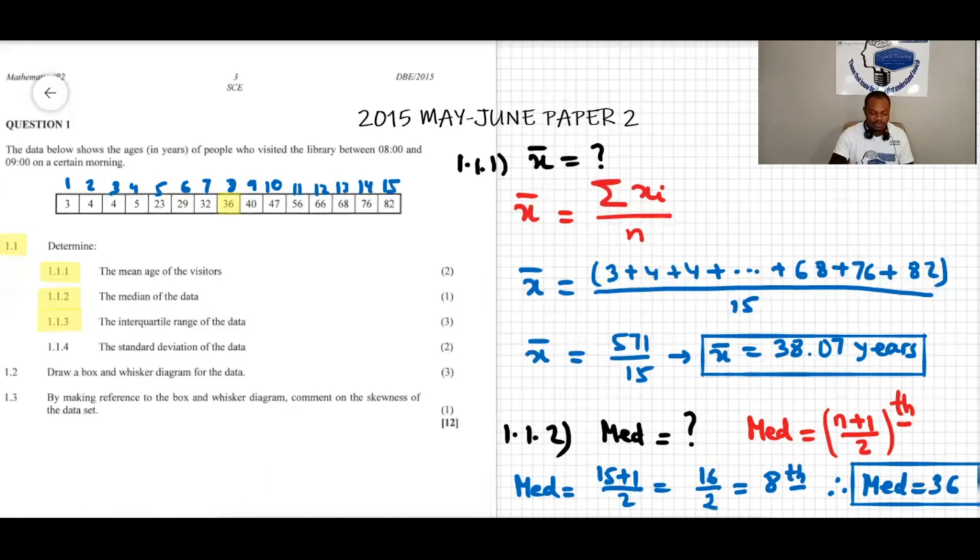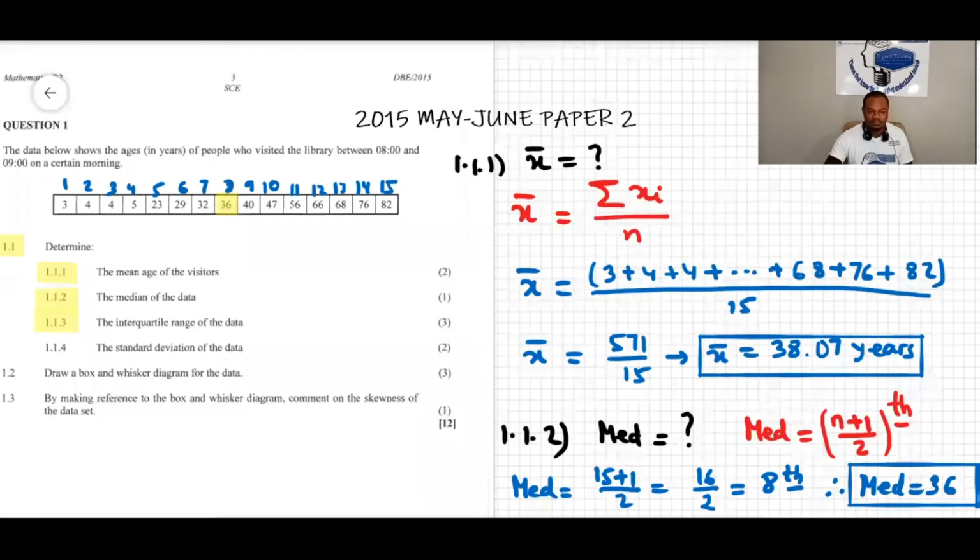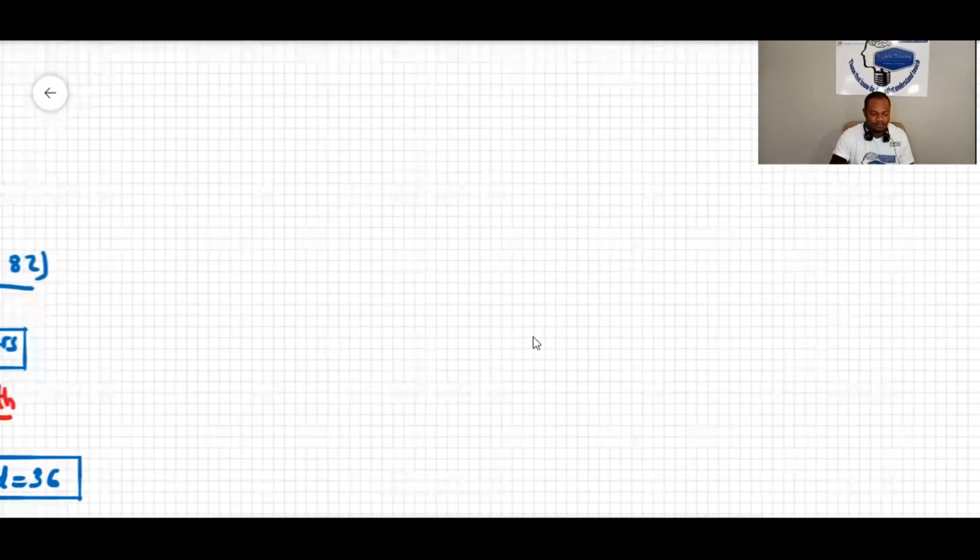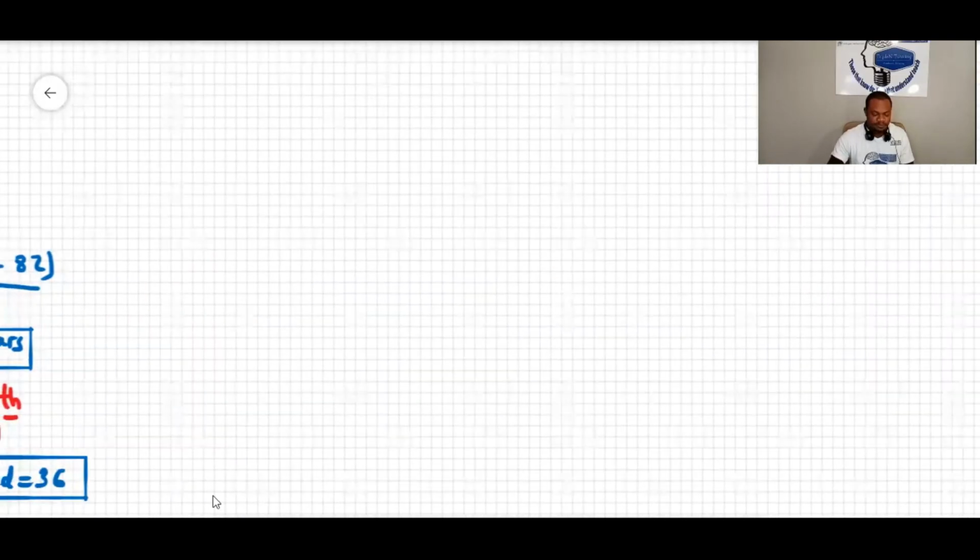Now, I am going to move my board over here because of space, I'm going to move this. Just control.